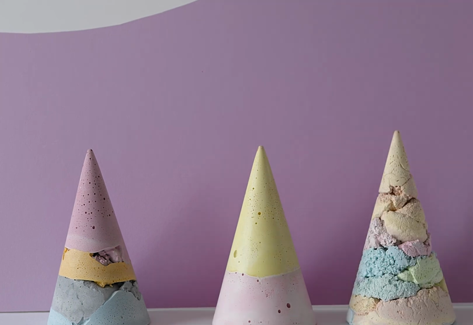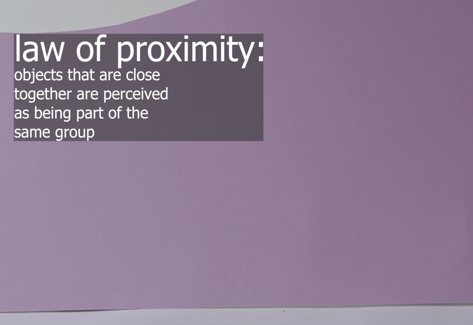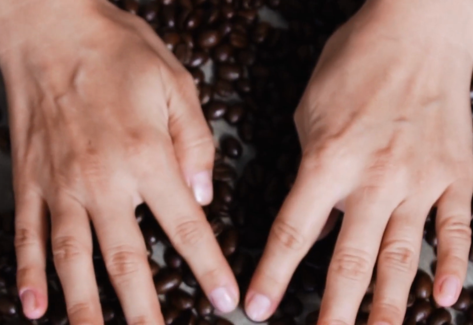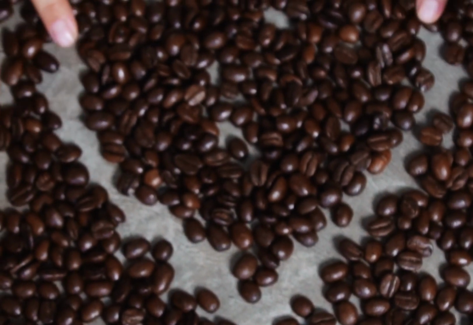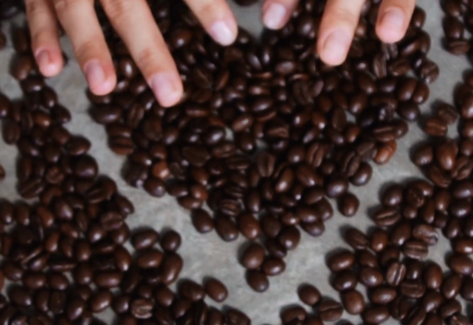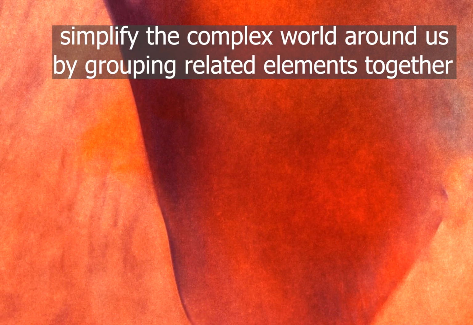One of the most well-known Gestalt principles is the law of proximity, which states that objects that are close together are perceived as being part of the same group. For example, when you look at a collection of dots, you are likely to see them as clusters rather than as individual dots because your mind is grouping them based on their proximity to one another. This principle helps us to simplify the complex world around us by grouping related elements together, making it easier for us to process information.